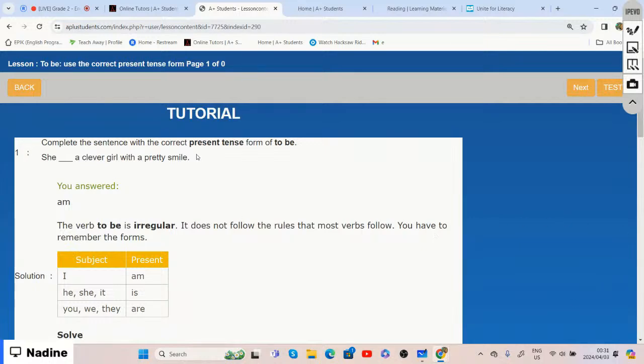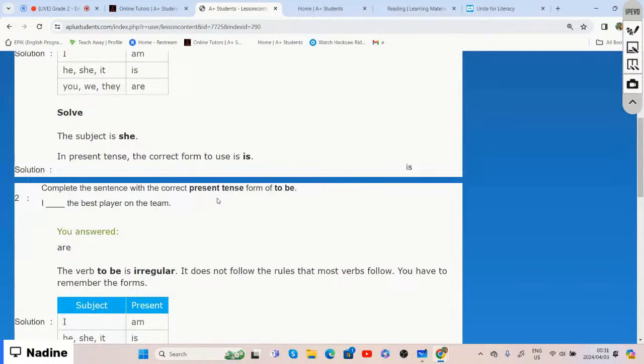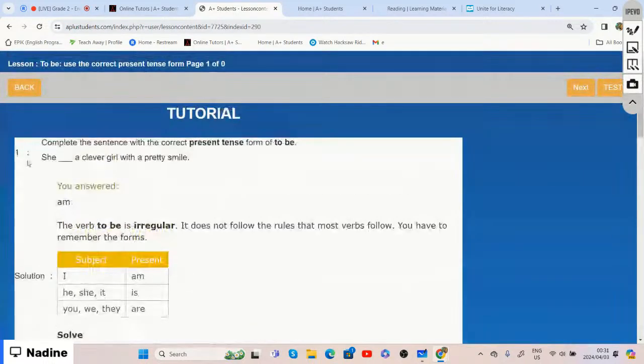All right, so we're going to do two activities and then we're going to our test. It says we need to complete the sentence with the correct present tense form to be. So we're either going to choose am, is, or are. And look at these words over here because they will guide you. The subject I, we use the verb am. The subject he, she, or it, we use the present tense verb is. The subject you, we, or they, which refers to more than one person, we use the present tense verb are.